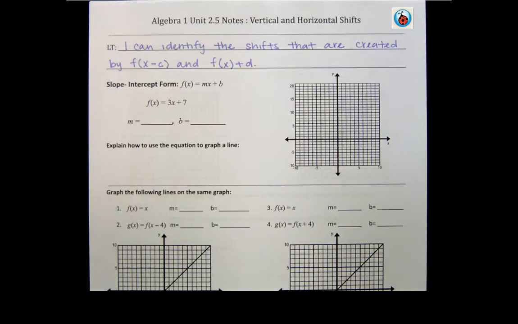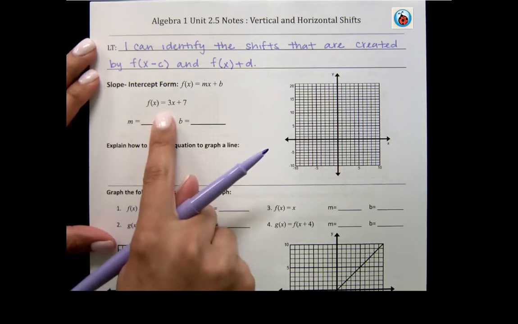Okay guys, today we are looking at Unit 2.5 notes, and that is dealing with vertical and horizontal shifts. The learning target is I can identify the shifts that are created by f of x minus c and f of x plus d. So before we get to any kind of shift, we are going to look first at f of x equals 3x plus 7.